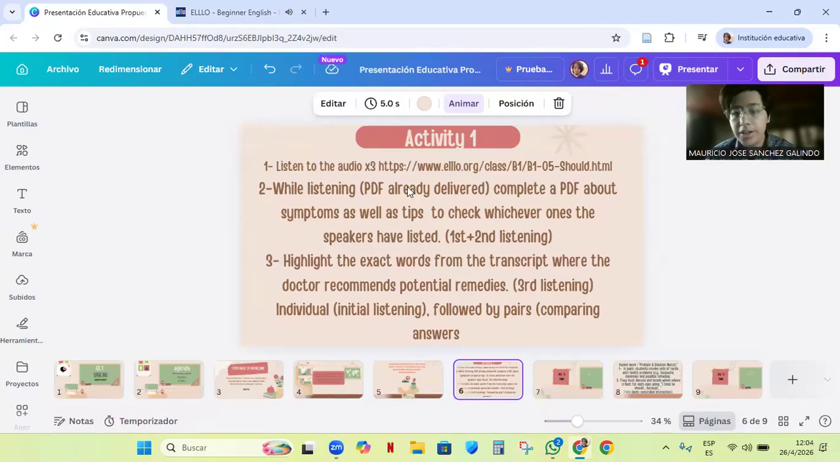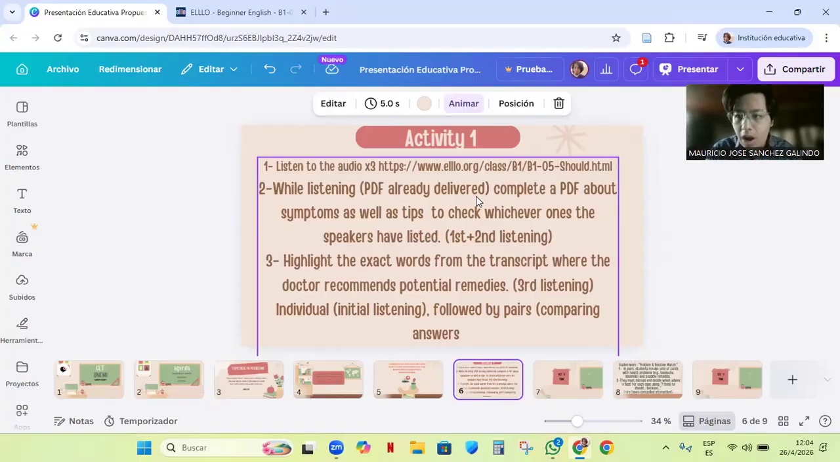Okay, my dear students, as you could hear, there was a lot of usage of should and shouldn't. So what are you going to do? As I told you before, you're going to listen to the audio 3 times. I already delivered to you a PDF. While listening the first and second time, you're going to complete this PDF about symptoms as well as tips, checking whichever ones the speaker has listed. This is going to be done the first and second time.